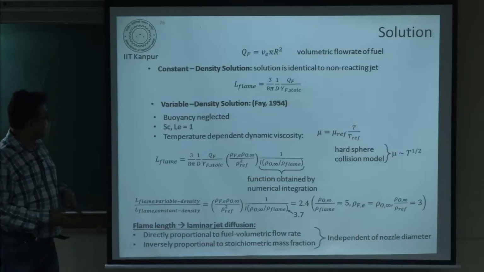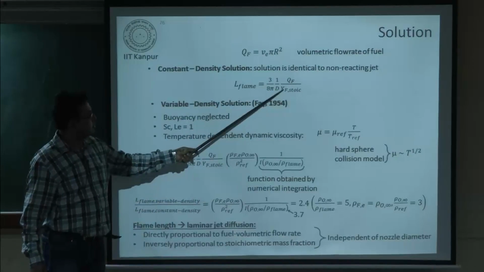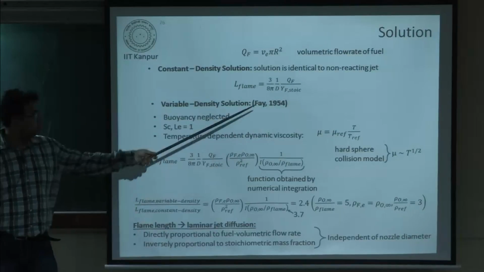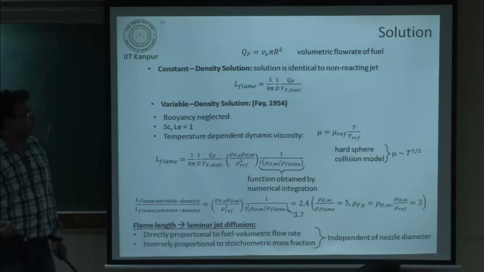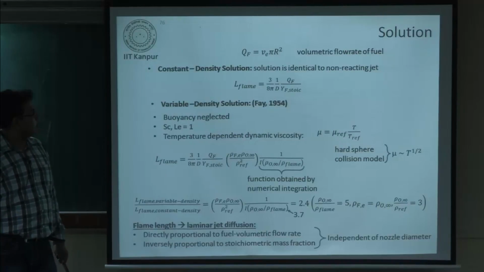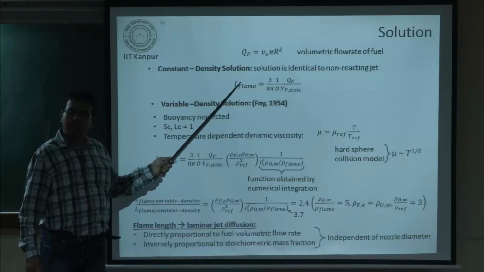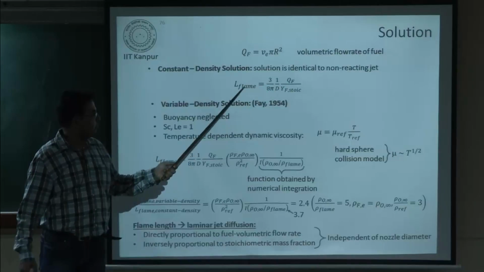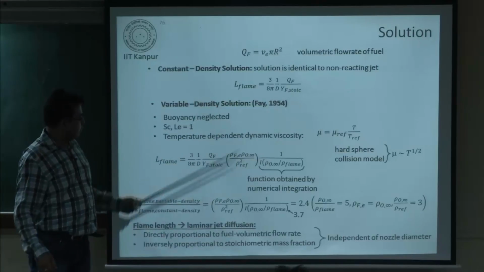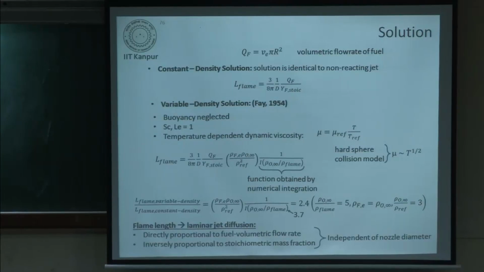But what is important is that the flame length is proportional to Qf and inversely proportional to the diffusivity, and it also depends on the stoichiometric fuel mass fraction. So if you change your fuel, your flame length will change. If you increase the fuel flow rate, then also your flame length will change. If you double it, it will double. So this is the simple expression we have obtained. We will see after some time how the flame length actually varies with the flow rate.